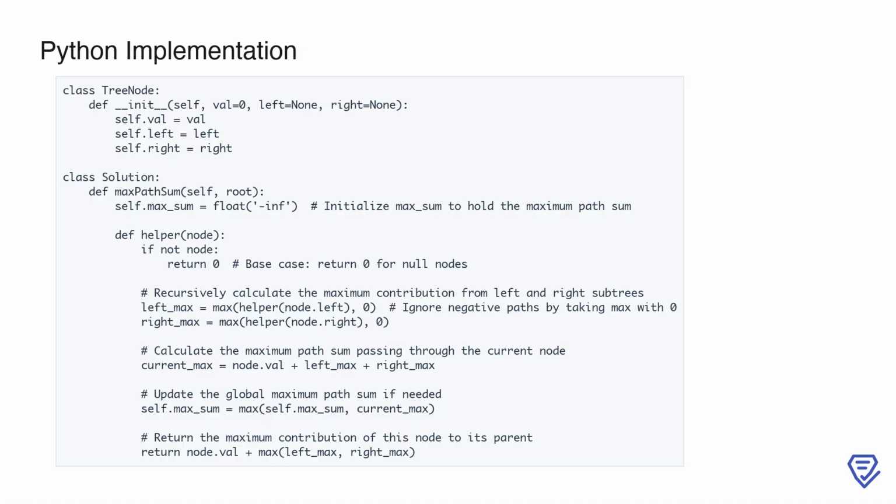Next, we define a helper function that will be called recursively for each node in the tree. If the current node is null, the function simply returns 0, which is our base case. For non-null nodes, we calculate the maximum contribution from the left and right subtrees by recursively calling the helper function. To ensure we don't include negative paths, we take the maximum of the recursive result and 0 for both the left and right subtrees. This way, we ignore paths that would decrease the overall sum.